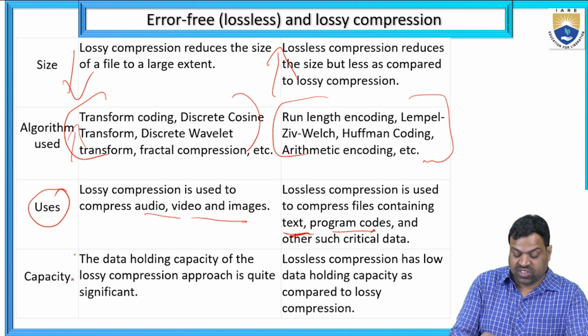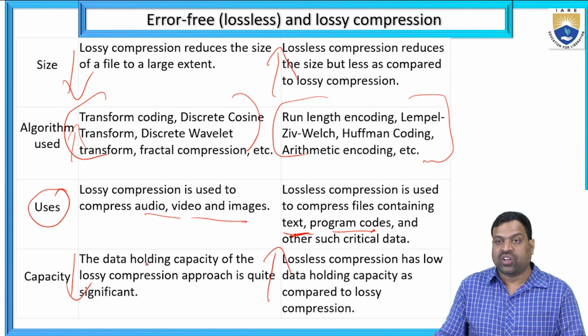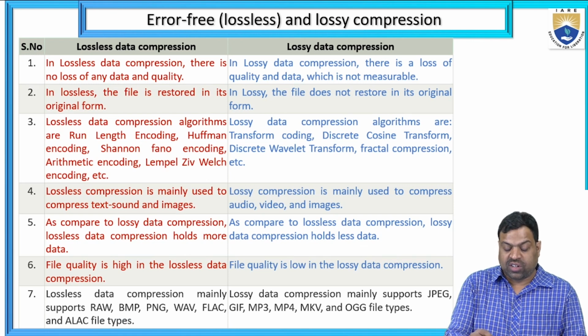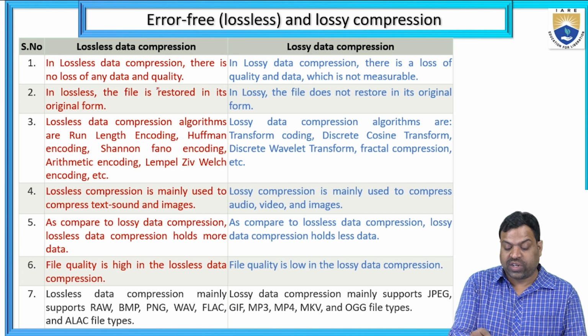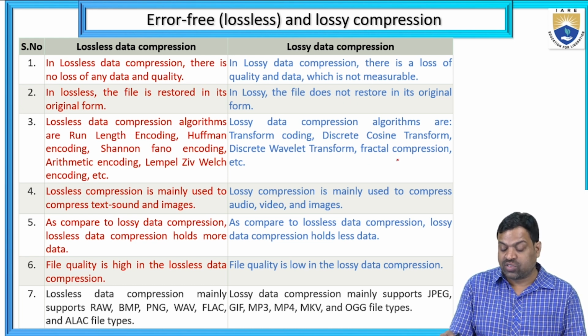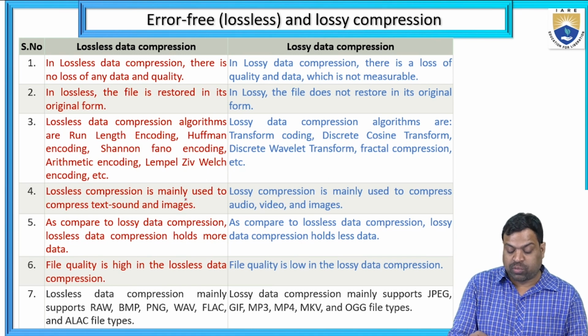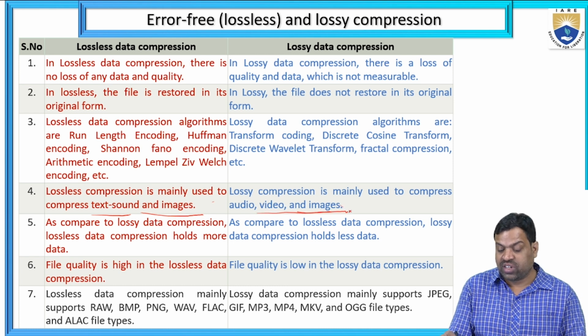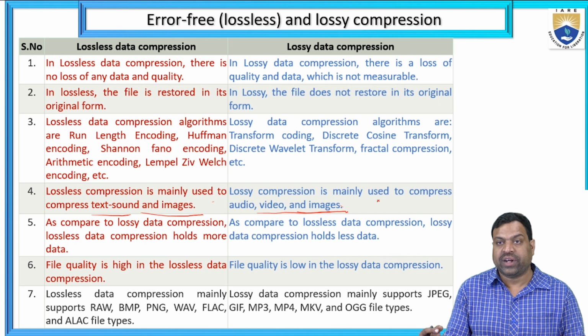And capacity is decreased here. Here capacity is increasing. Why? Because the data is lost, the capacity is reduced. The data is not lost, so the capacity is very high. So the major thing is that in lossless there is no loss of data. Here data loss is there, and restoration is available. There is no restoration in the other, and lossless data algorithms are there. Here there are no algorithms, and lossless compression is mainly used to compress text. Here there is no data compression. If compression is needed, there may be data loss. And compared to lossy data compression, lossless compression holds more data.